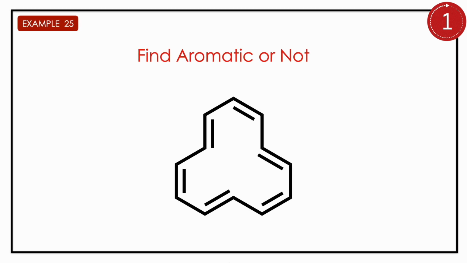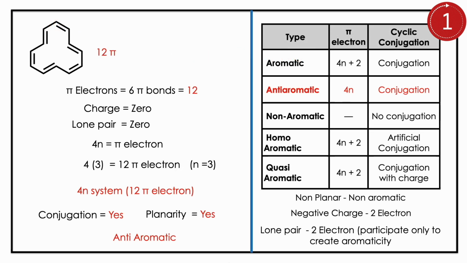Then the next example, you have an aniline system with 6 double bonds. You should find whether the given compound is aromatic or not. You have 6 pi bonds, meaning 12 pi electrons. No charge in the system. Lone pair also not there. So totally 12 pi electrons means it's a 4n system where n equals 3. So 4n system, and conjugation definitely there, cyclic compound. Then planarity definitely there because all are sp2 carbons. So 4n, conjugation, planar means it is an anti-aromatic compound.